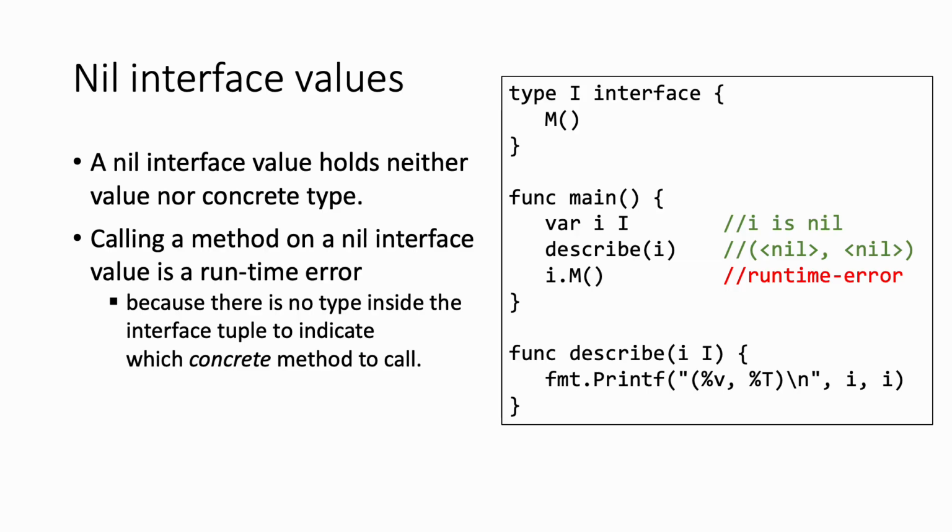For example, when we declare variable I to be of type capital I, which is the interface type with only method signature M, then variable I is a nil interface value. Both its underlying value and the concrete type are nil. So when we call method I.M, it ends with a runtime error.